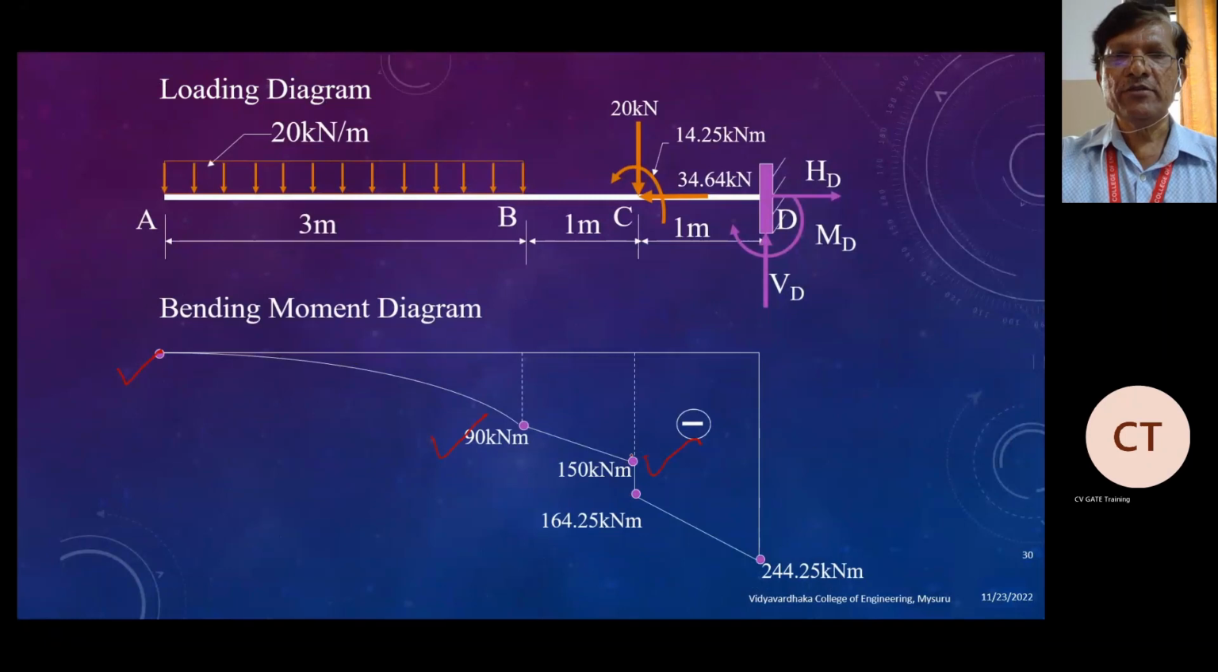Because of a moment, there will be a vertical drop. You should remember, if you have a moment at any section, the bending moment will drop vertically. Okay, that's clear. This is the bending moment diagram for the cantilever.